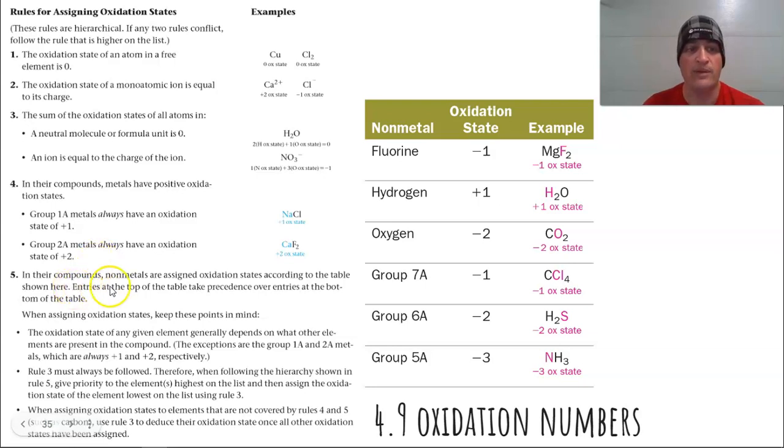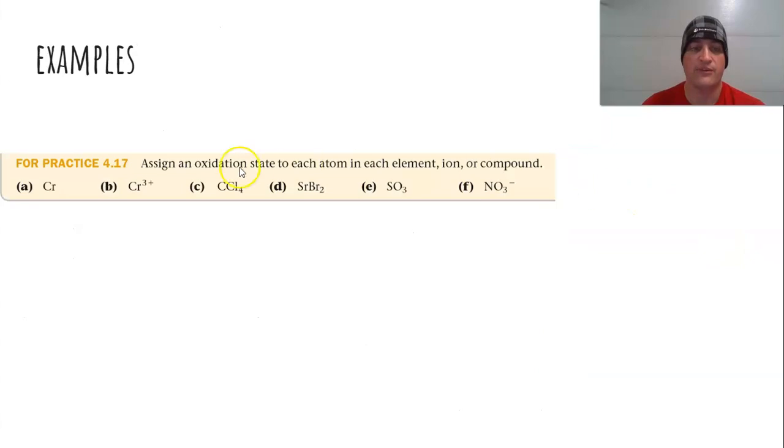Now, in compounds, nonmetals are assigned in this order. So whatever's on top is going to trump whatever's on the bottom below it. Read through these rules. They're basically very straightforward. You just need to understand them and utilize them as we go throughout the year. So let's take a look at some examples here. Chromium, element, therefore 0. Chromium 3+, ion, therefore +3 would be its oxidation state.